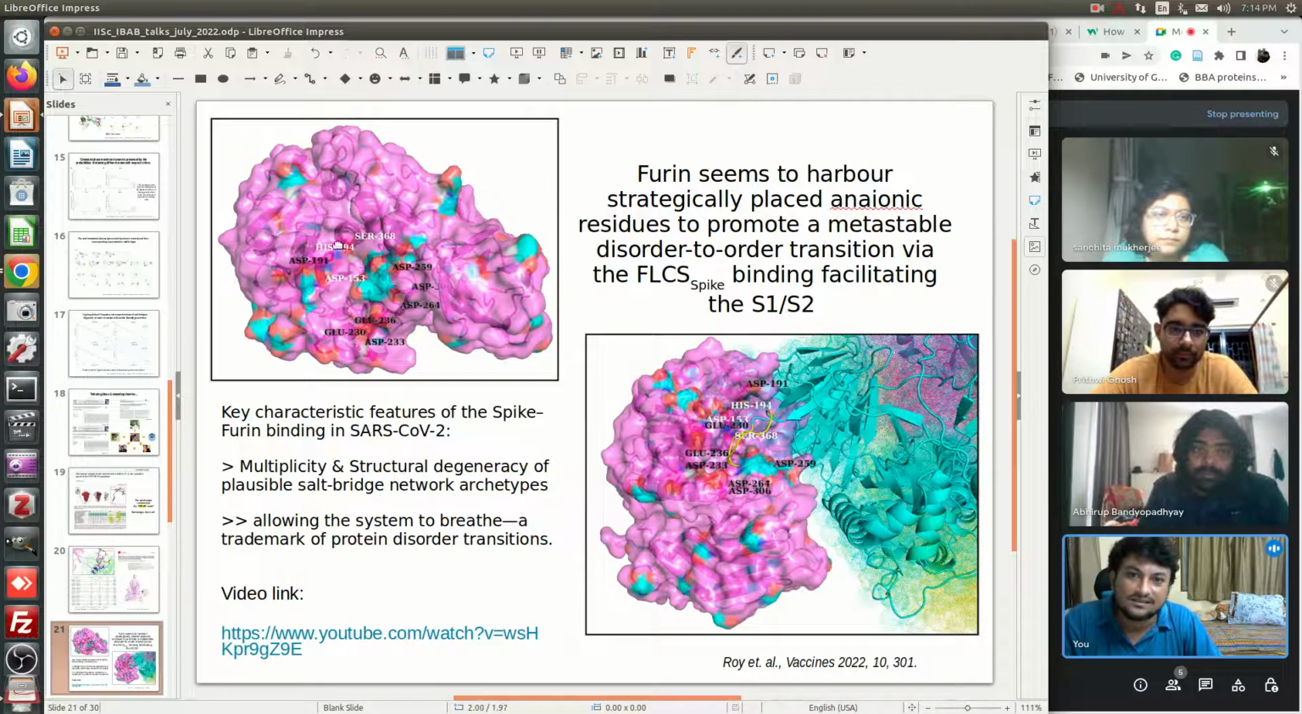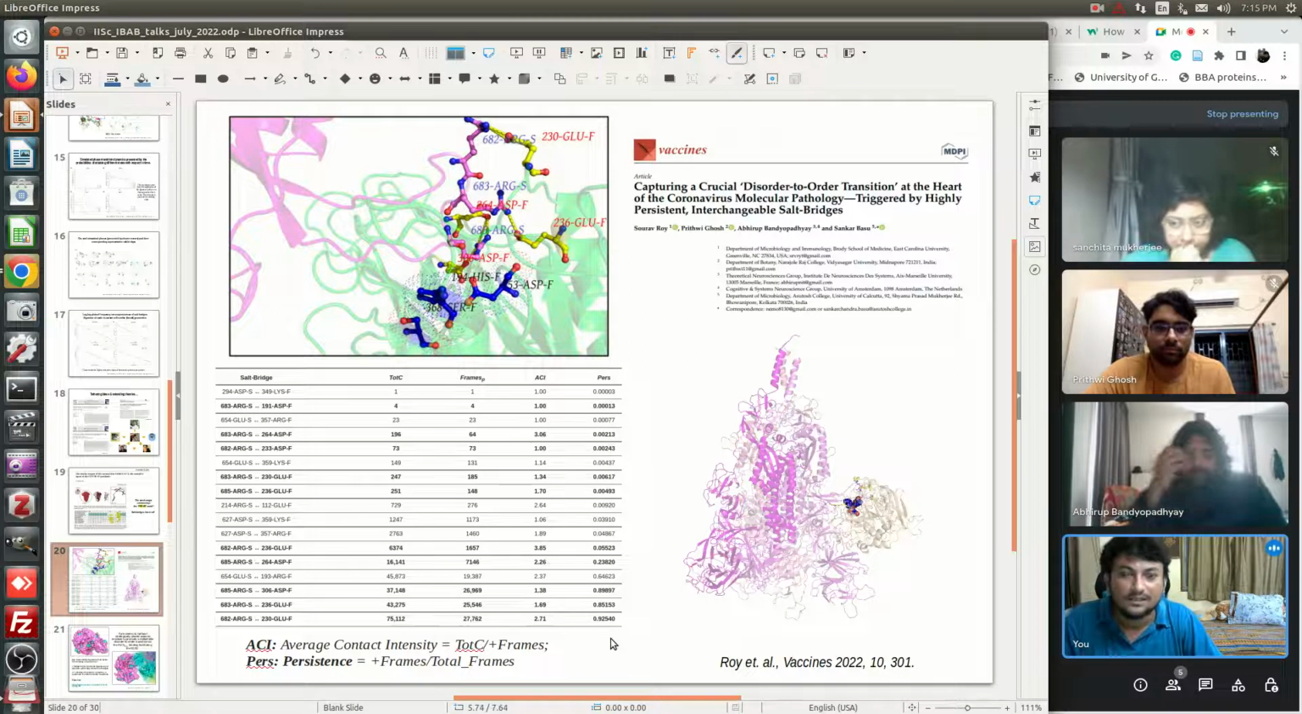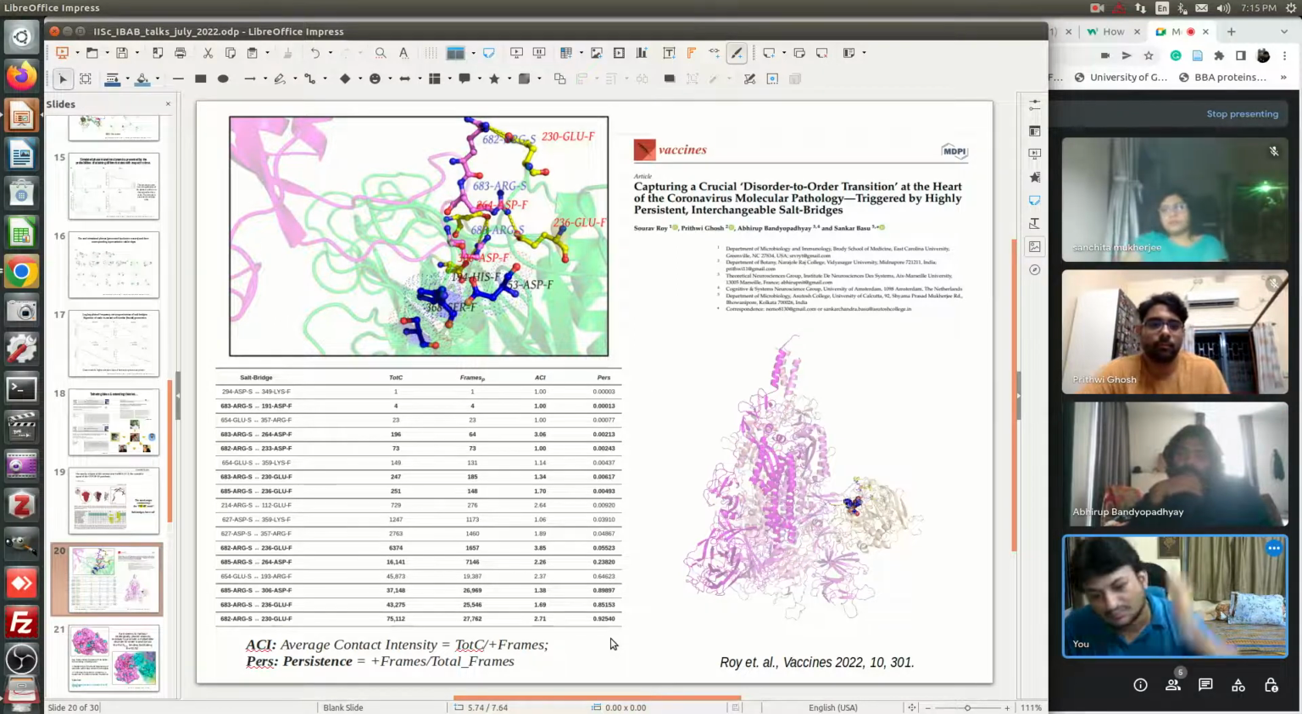And around this groove there are a preponderance of probably strategically positioned negatively charged residues. So obviously the chances of formation of salt bridges was enormous. So then we actually figured out all these salt bridges and performed the same analysis again, and we found out that there were very highly persistent salt bridges. Almost 90% of the time they are present. So it is indeed holding it tight so that the chopping can be performed.